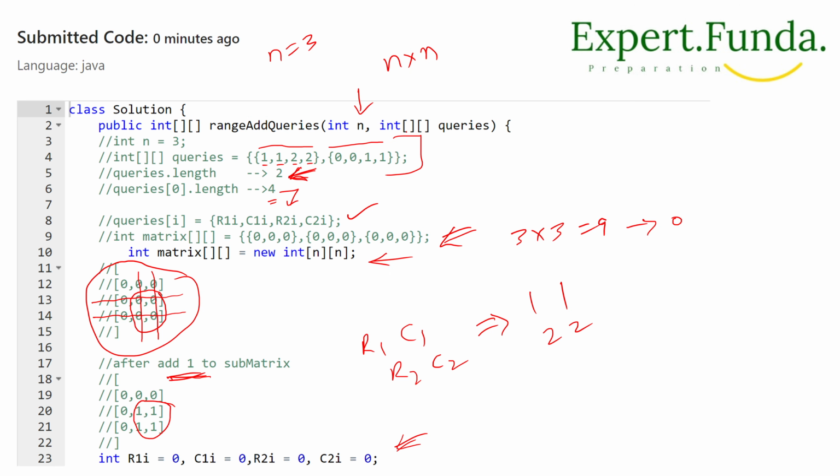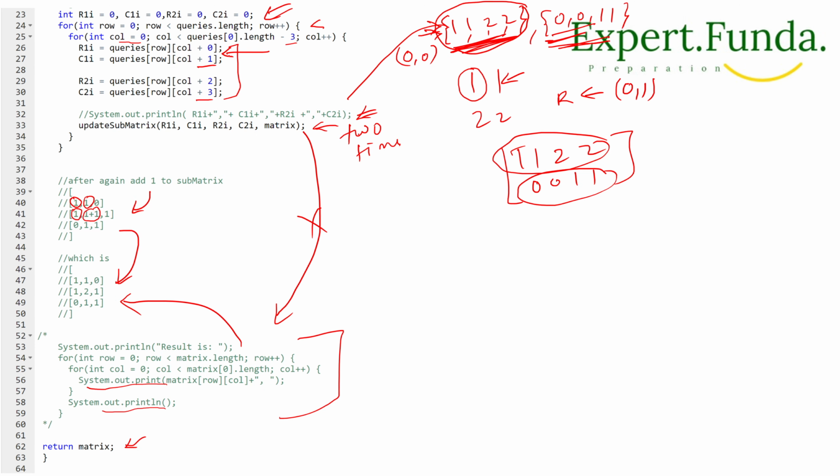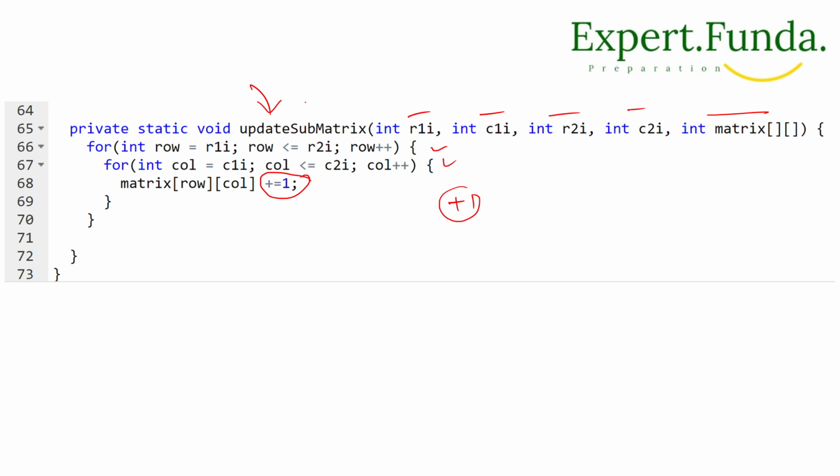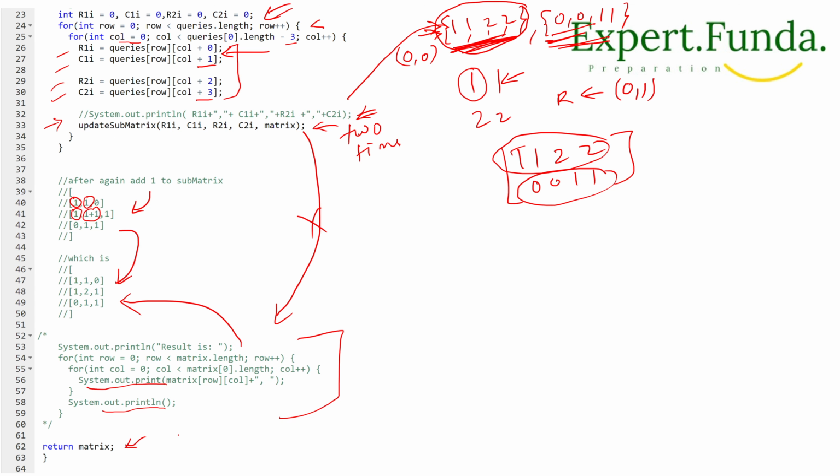I'll summarize this once again. We have been given queries. We will create one matrix here, and we will create all 4 variables, R1 C1 R2 C2. We will move through all the queries and update R1 C1 R2 C2, and after that we will update the matrix we have created here. After updating, we will return this matrix.